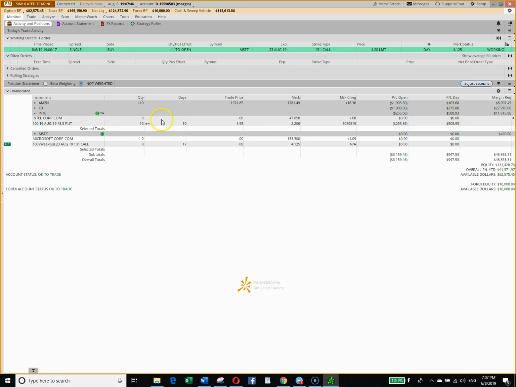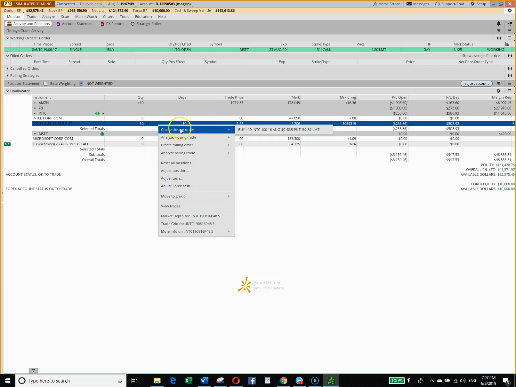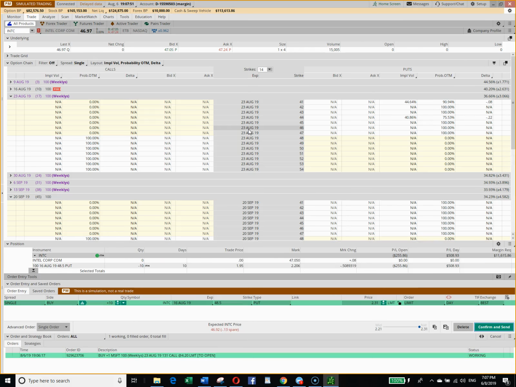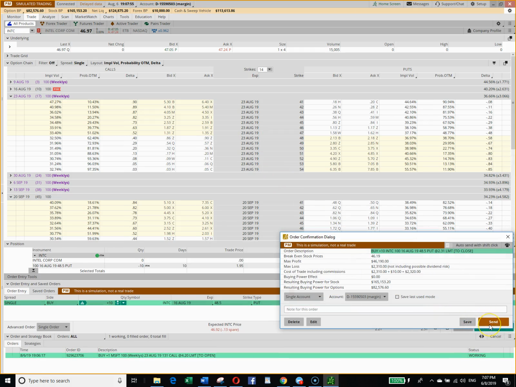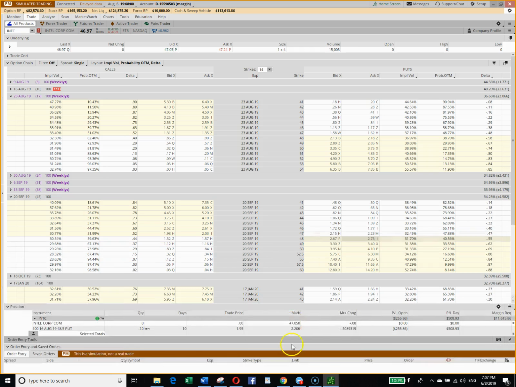All right. So how do you close this? You right click, create closing order, close, and now you say confirm and send. This will send the closing order, right? The one small thing, if you do not want it, you can delete it.